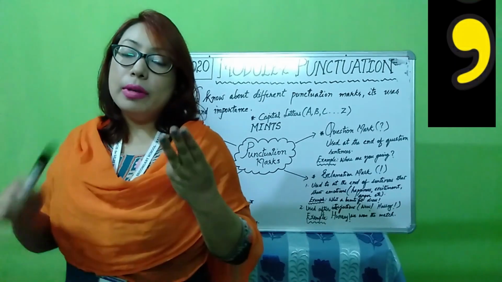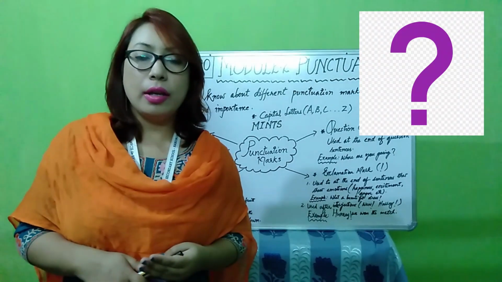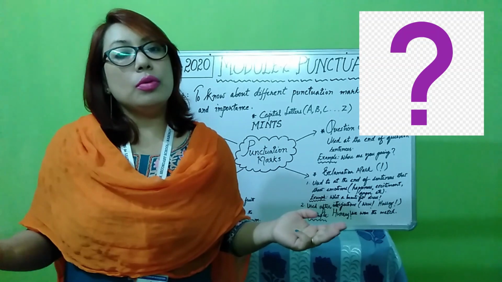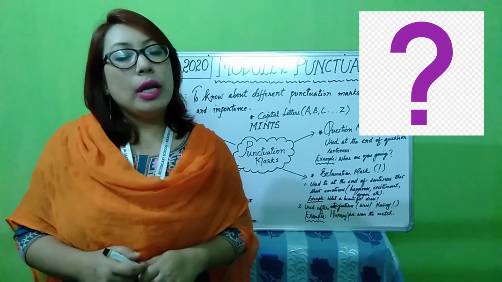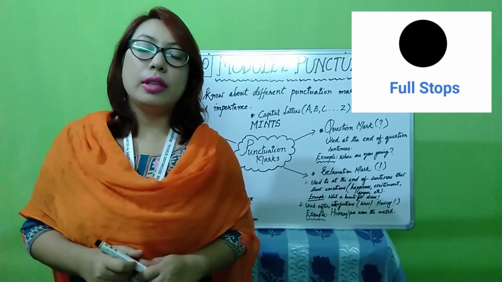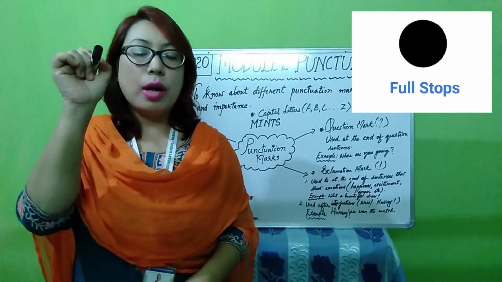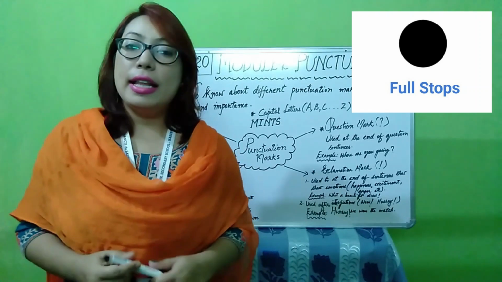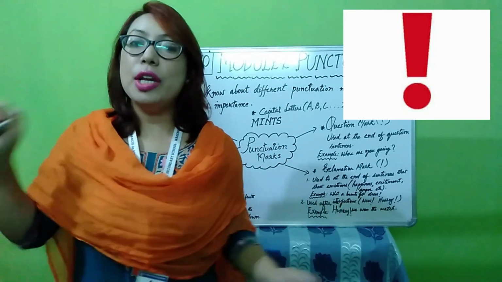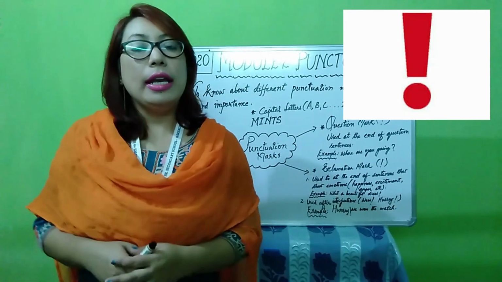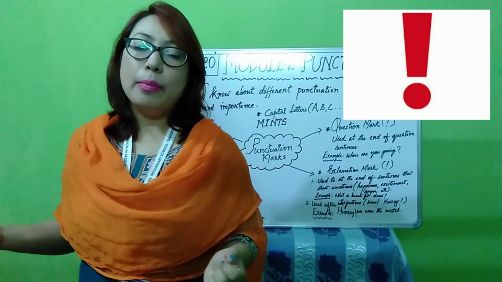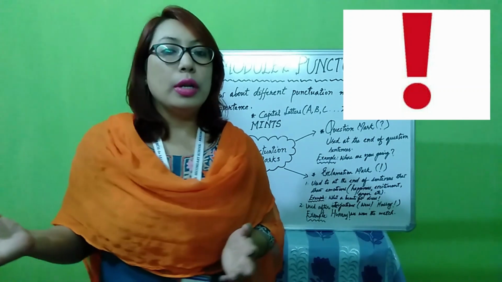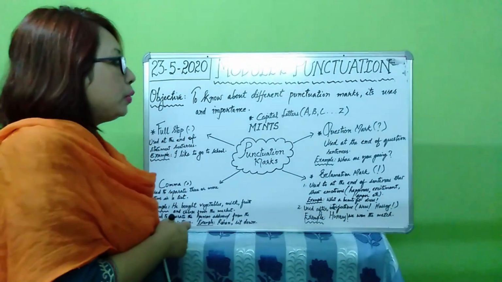The next one, number 3, is the question mark. When are we supposed to use a question mark? We'll be learning that as well. The next one is the full stop, and we'll learn when to use it. The last one is the exclamation mark. So let us learn in detail with the help of a few examples.